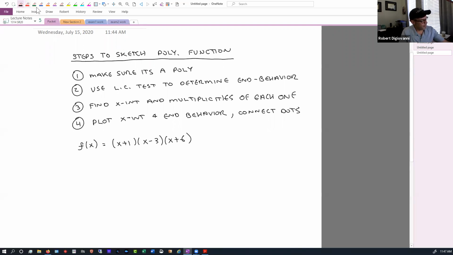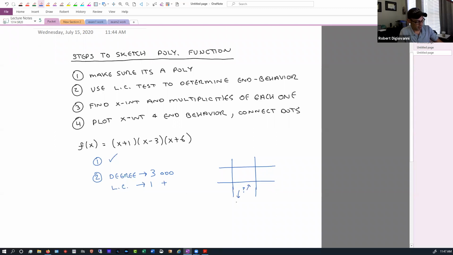Okay, step one. Is it a polynomial? Yes, it's a polynomial. Step two, use the leading coefficient test. So we'd have to find the degree. The degree we already said was 3. The leading coefficient we said was 1. The degree is odd and the leading coefficient is positive. And from the table, which I don't want to draw again, we know it was option C, right? So we know that the left side goes down, the right side goes up. And in the middle, we aren't sure.